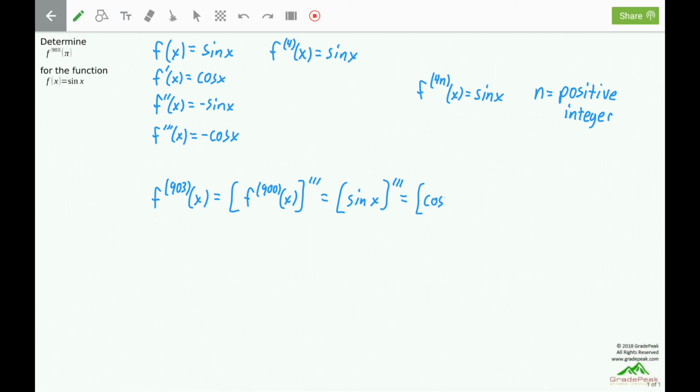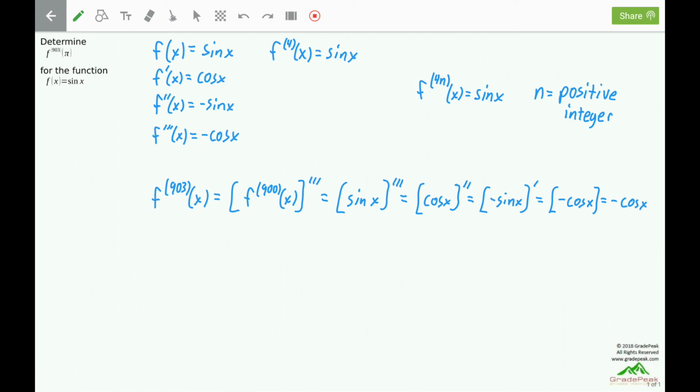First prime will take us to cos x. We have 2 more primes left. The next derivative of cos x will give us negative sin x, and then there's 1 more prime to go, and the derivative of sin is cos. The negative will come along with it, and we have negative cos x, no more primes left over. So there's our 903rd derivative.